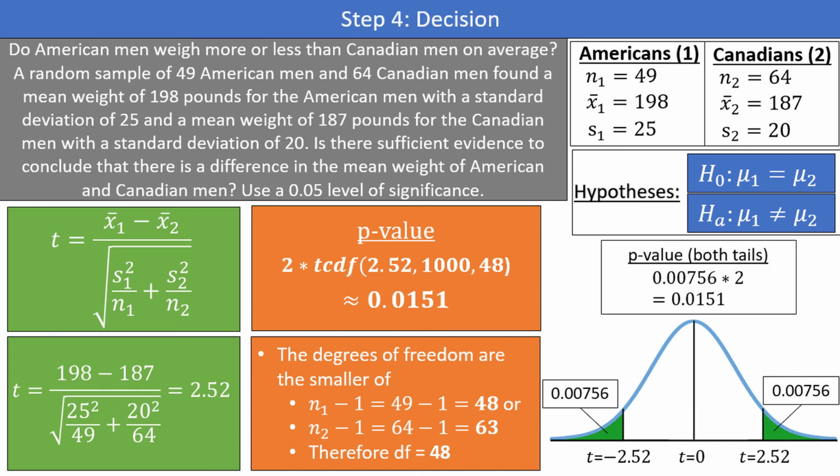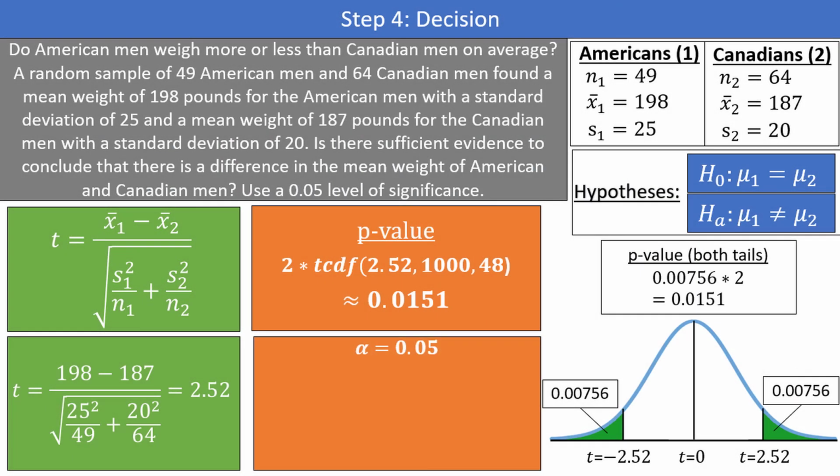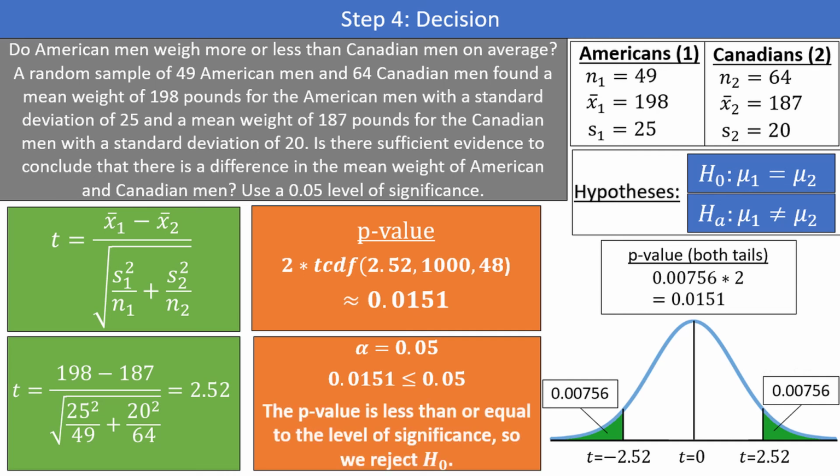Step 4. Decision. If the p-value is less than or equal to the level of significance alpha, then we reject the null hypothesis, and if the p-value is greater than the level of significance, we fail to reject the null hypothesis. Like I like to say, if the p-value is low, the null has to go, and if the p-value is high, the null will fly. In our case, the level of significance is 0.05, and the 0.0151 p-value is less than the 0.05 level of significance. The p-value is less than or equal to the level of significance, so we reject the null hypothesis. The p-value is low, so the null has to go.